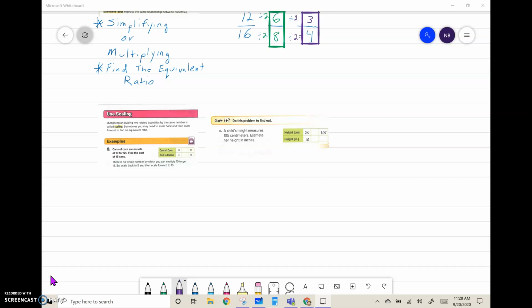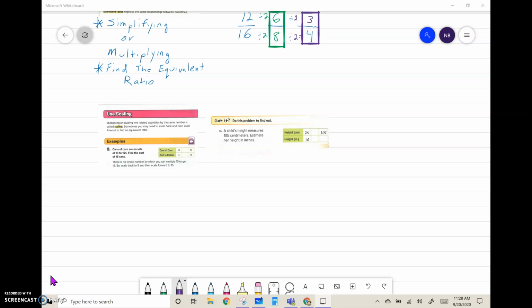Okay, now that we can kind of see what we're doing with these tables, there is a specific term that we're going to use for the simplifying or multiplying thing that we are doing with these numbers, and that's going to be scaling. Whenever you hear the word scaling, that means we're either going to be simplifying or multiplying two related quantities by the same number. It's always going to be the same number that we scale with.